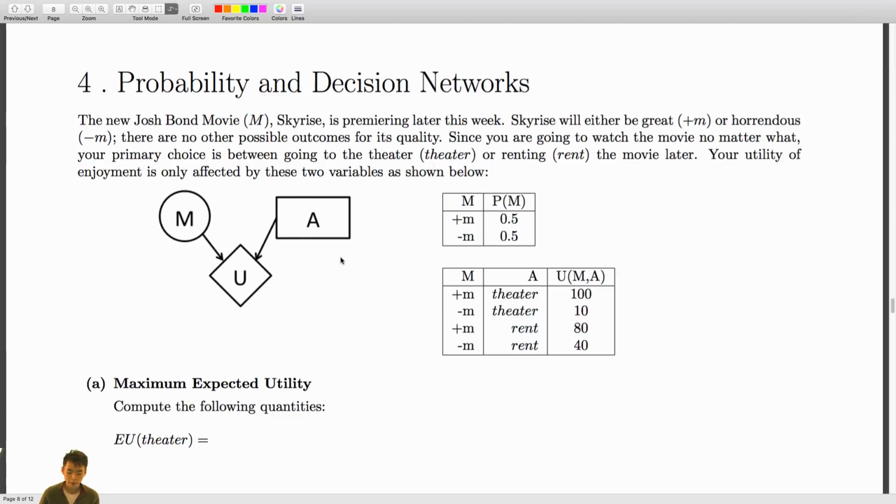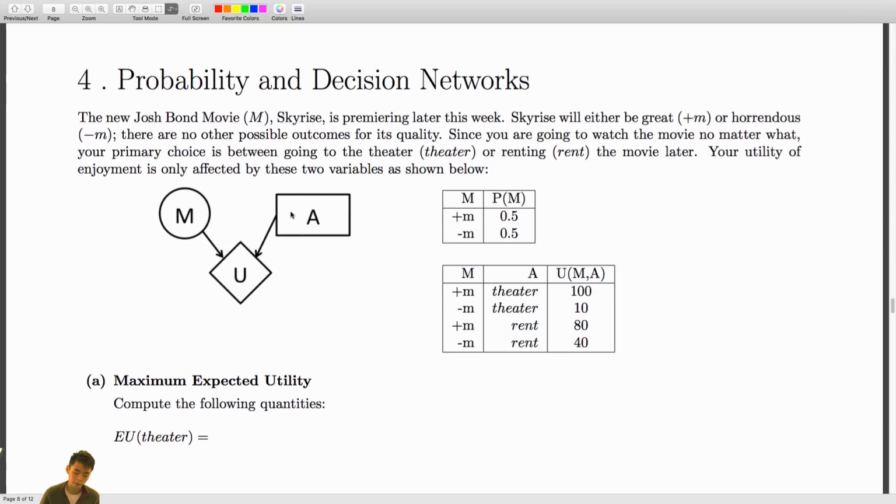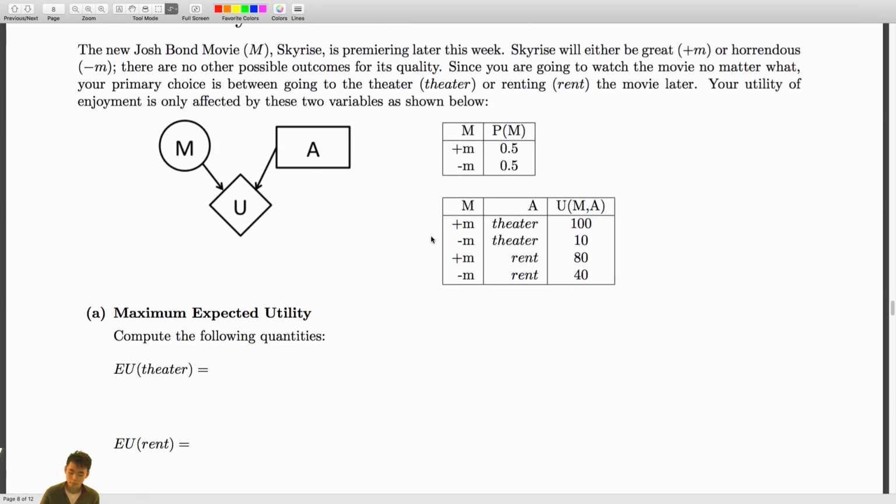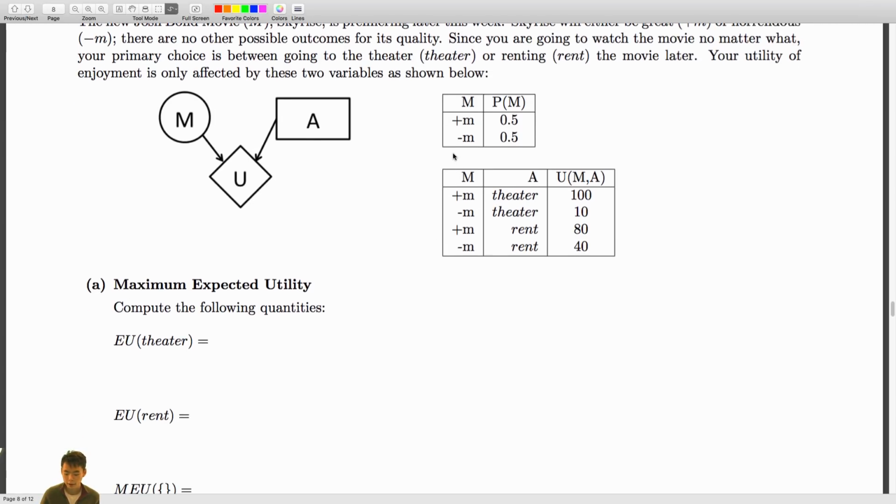Okay, and then on the right of the Bayes net that represents this problem, there's the probability tables, and there's also the table that tells you the utilities of each possible scenario. So you can see that it's equally likely to be good or bad, and then there are these different utilities for seeing it in theaters versus renting it, depending on how good the movie is.